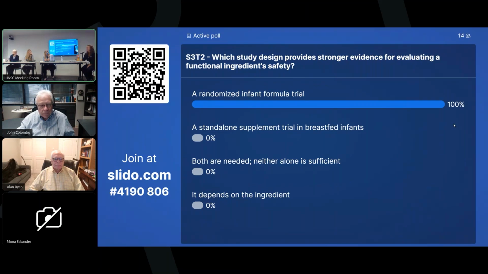In yesterday's discussion, didn't we hear that for a GRAS notification, they want each compound individually, whereas for an infant formula notification, they want to understand the total infant formula context? So that's carrying over from the discussion yesterday.